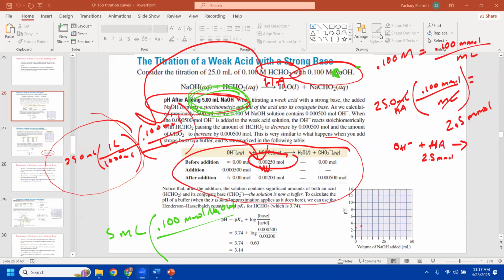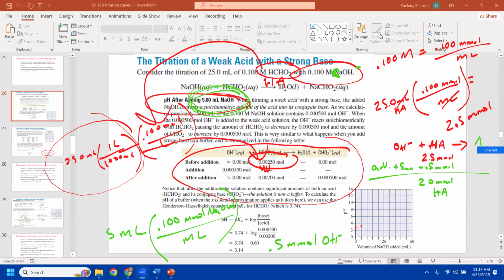So it's 0.100 millimoles per milliliter. How many millimoles of OH minus am I adding? 5 times 0.1 gives us 0.5 millimoles of OH minus. So the addition is 0.5 millimoles. That is going to subtract 0.5 millimoles from this because, as we said earlier, the OH minus grabs the H from the HA, right? So HA goes from 2.5 down to 2 millimoles of HA left.